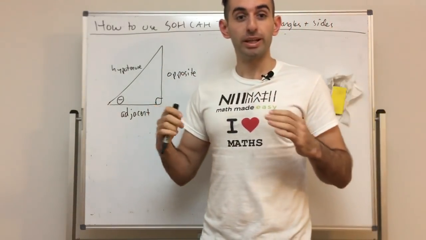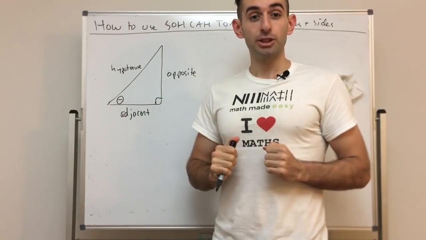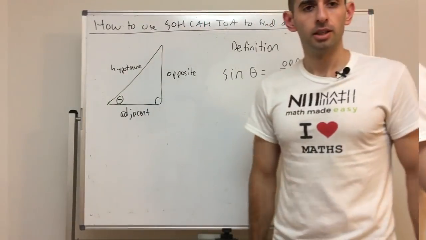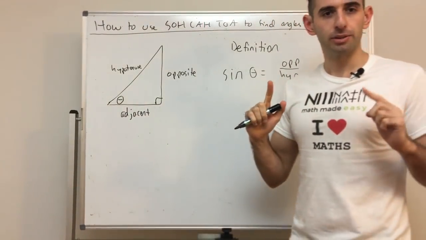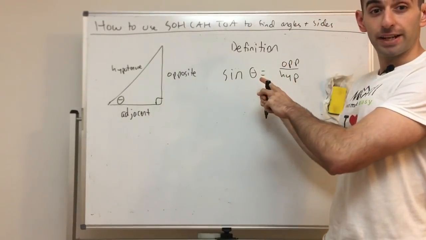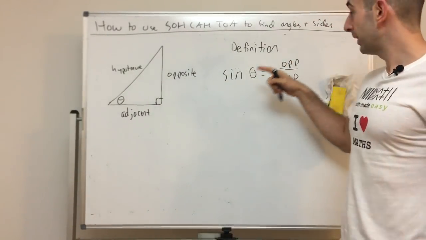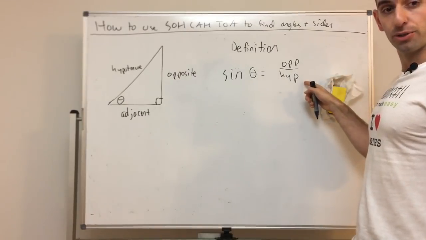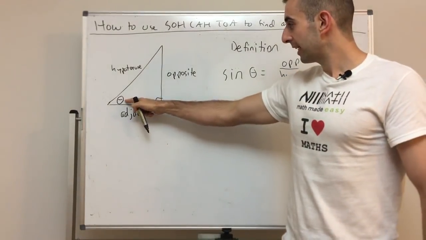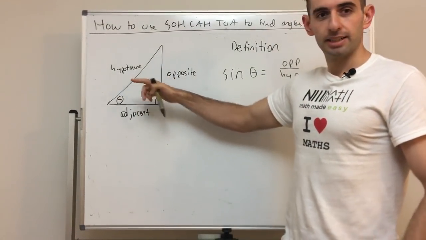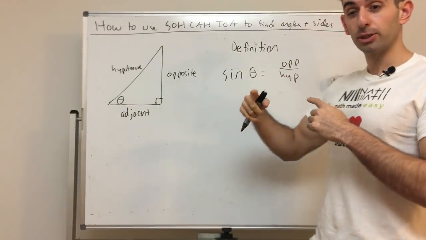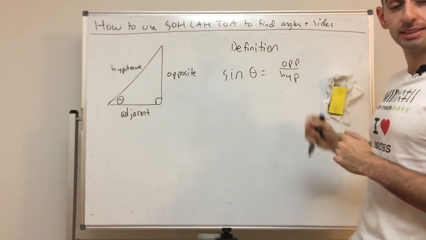Using this, we can now define the three trigonometry ratios. The first trigonometry ratio is sine theta, which we define to be the opposite over the hypotenuse. So sine theta equals the opposite over the hypotenuse. This is why these are called trigonometry ratios, because this is a ratio between two sides.